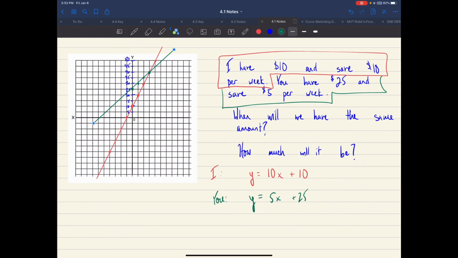So let's answer the questions. When will we have the same amount? Well, these are going by ones. So it'd be 1, 2, 3. And these are the weeks. And this is the dollar amount up here. So when will you have the same amount? This would be at week 3. And how much will it be? Well, that's the y-axis. That would be $40. So there are a couple like that in the assignment as well.